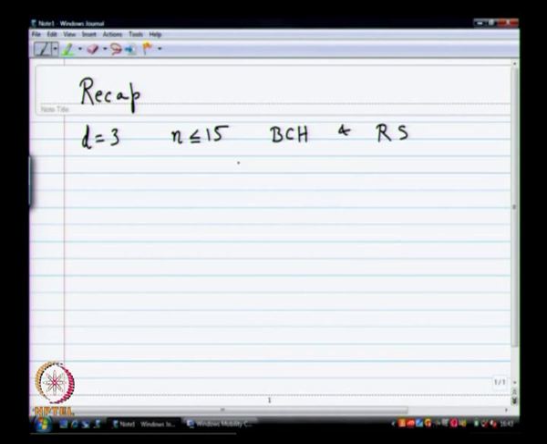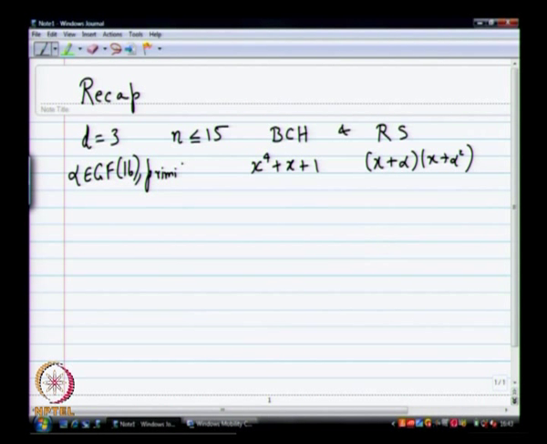So basically you got the generator polynomial as x power 4 plus x plus 1. Here you would get (x plus alpha)(x plus alpha squared). And what is this alpha? This alpha is a primitive element in GF16. So this gave you an (n, n minus 4, 3) code. This is binary.